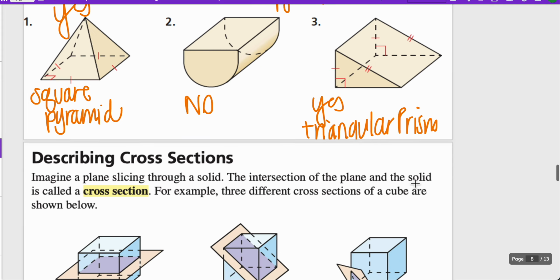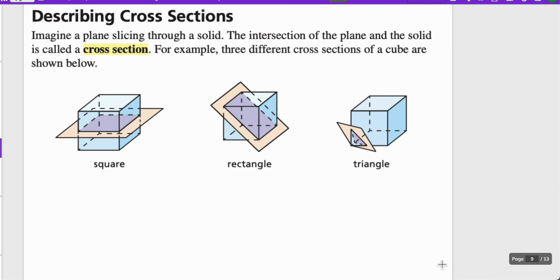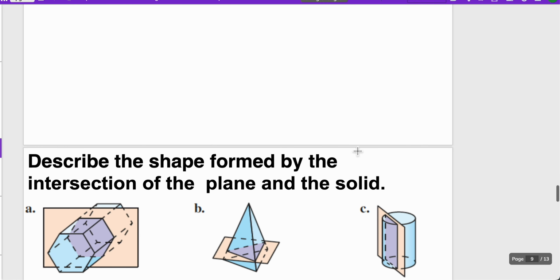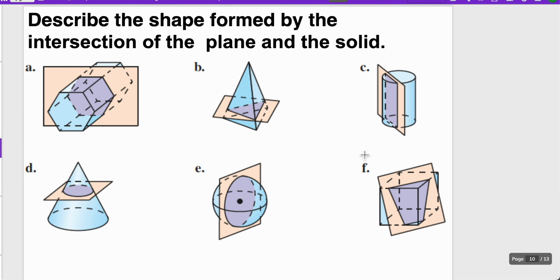Okay? Next up, describing cross-sections. Cross-sections is like you slice through a solid. So I like to think about these as like loaves of bread, and if I slice a loaf of bread, what type of shape would show up? So the main thing is we're looking at this shaded region right here, and usually that helps you give it away. So we got a square. This one's a rectangle because it's a little bit longer on two of the sides, and then this one is showing a triangle.